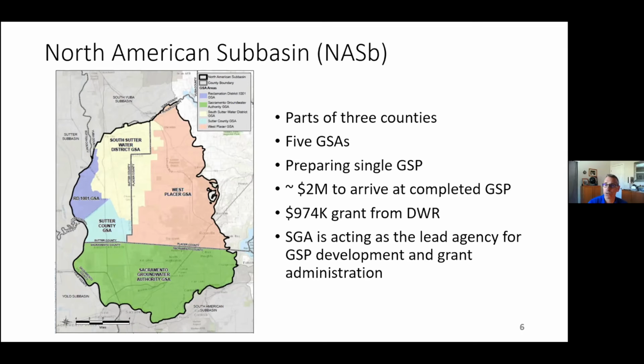We have the West Placer GSA, the South Sutter Water District GSA, the RD 1001 GSA, and the Sutter County GSA. And of course, Sacramento Groundwater Authority assumed the GSA role for Northern Sacramento County. We've been working very well together. We have agreed to prepare a single GSP for the entire basin. We have about $2 million worth of work that we're conducting, and it's being supported by a grant from the DWR to pay for about half of that. And SGA is acting as the lead agency in both GSP development and as the grant administrator.